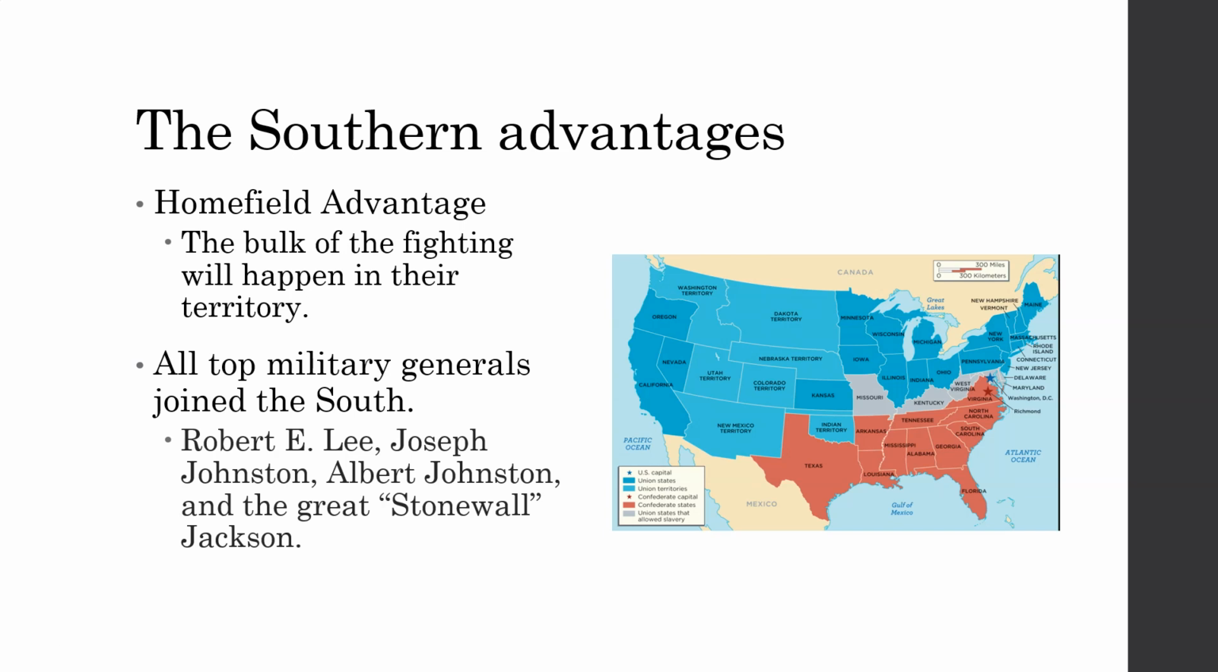And the second advantage they have is they have every single top military general in the South, because all of the academies are in the southern areas of the United States. So people like Robert E. Lee, people like Stonewall Jackson, they will be part of the Confederacy. So they have the home field advantage, and they also have the better commanders.